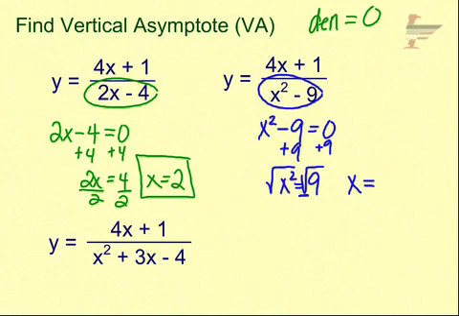Anytime we take the square root of something, that gives us the two answers. That's where our plus and minus comes from. So x is equal to plus and minus 3.